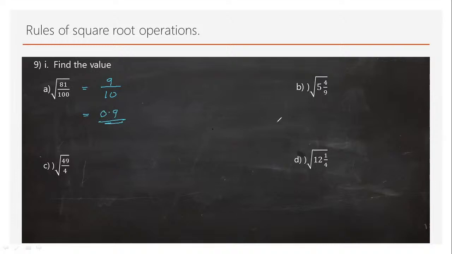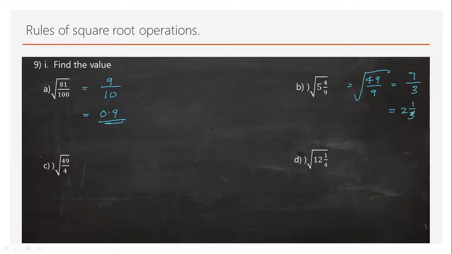Next question, B. I think you may be a little bit confused, right? But it is really easy. Convert this fraction to improper. 9 times 5, 45, and 4, 49 over 9, square root. The square root of 49 is how much here? That is 7. And the square root of 9 is 3. 7 divided by 3, 2 and 1/3. Right?